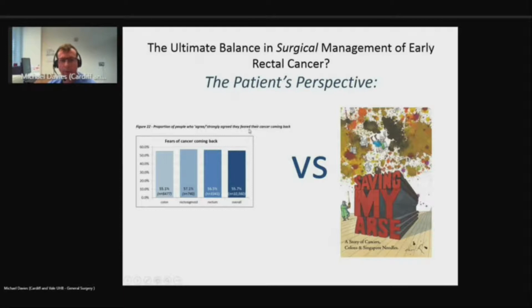Ultimately, with these patients, we need to consider the balance, removing the cancer effectively. A portion of patients who fear their cancer coming back might not fit well with local excision, versus the patients who are so keen not to undergo rectal cancer surgery and the risk of a stoma. Thank you very much.